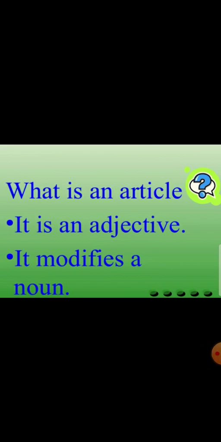What is an article? It is an adjective. It modifies a noun. We can divide article into two parts. The first one is definite article. That refers to specific or particular nouns.